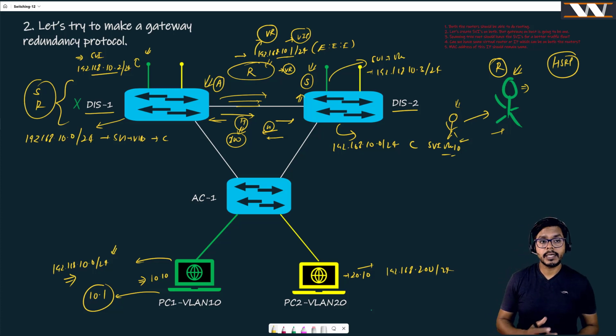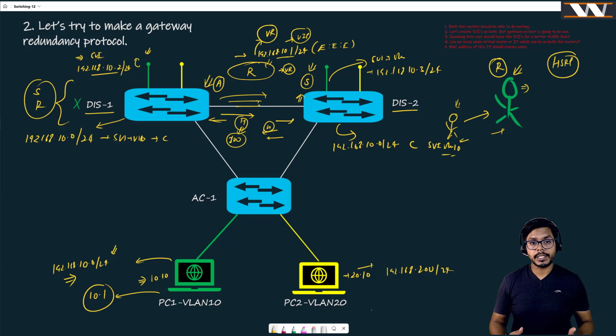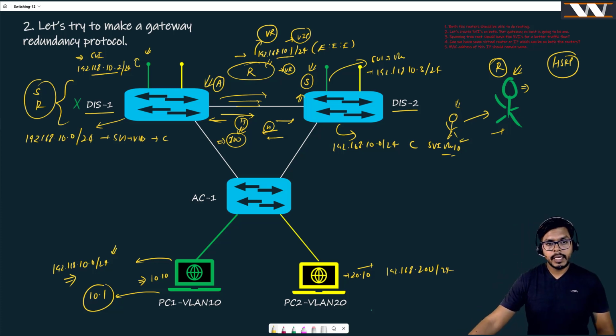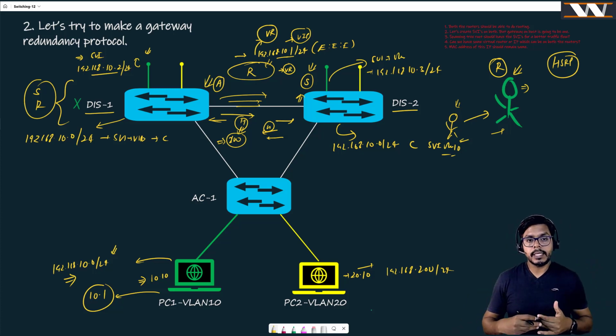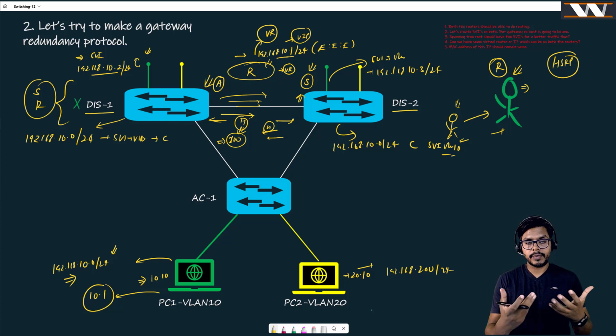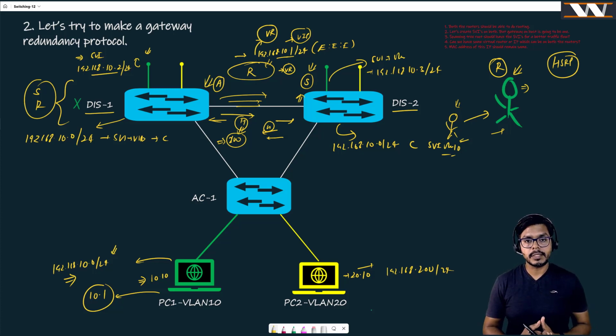But nobody is having 10.1 till now, unless we specify the active router. And the active router is decided on the basis of the highest priority or highest number. Now that is interesting, right? If the active router always sends the hello messages, the standby router will definitely be receiving them, and it will be convinced that active is alive. If active is alive, there are no issues, no problems, right?